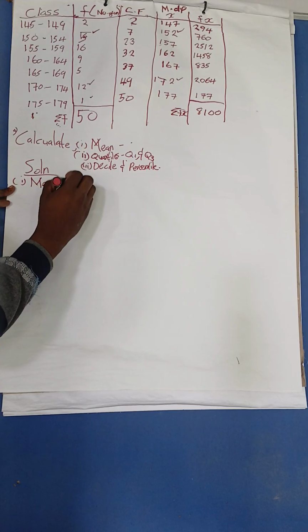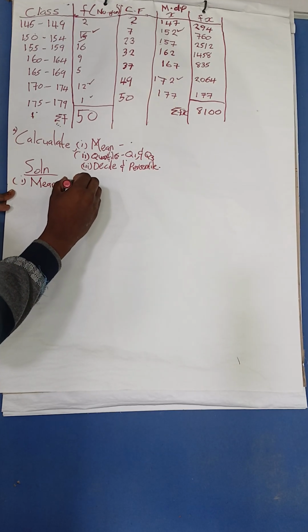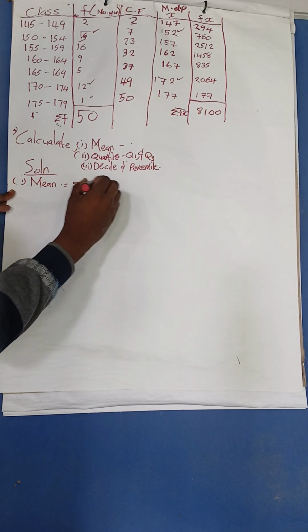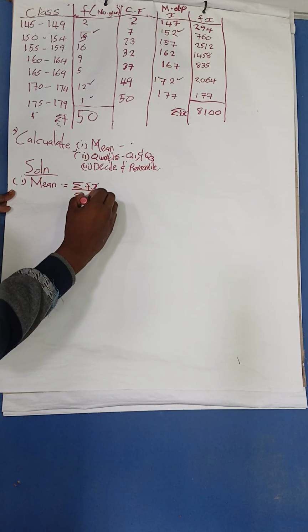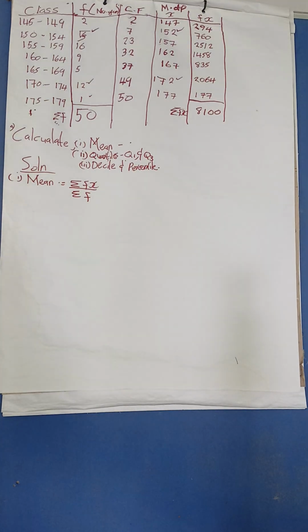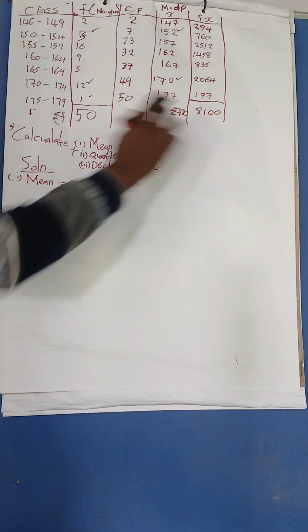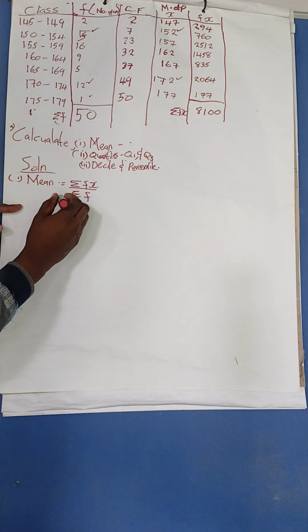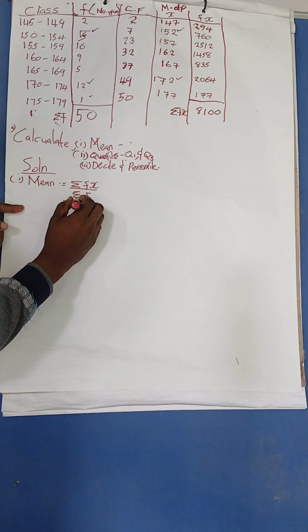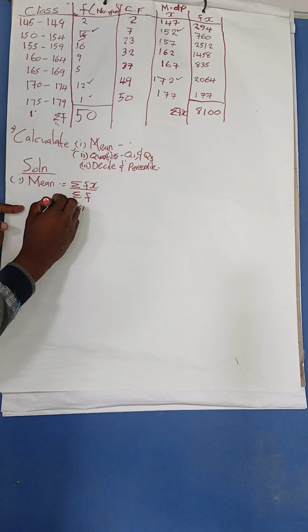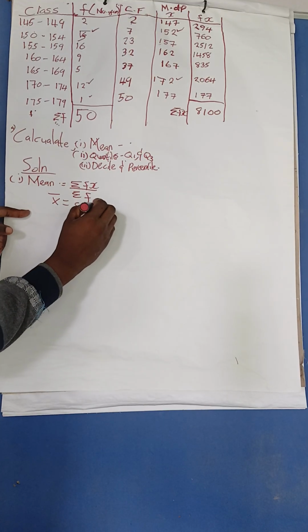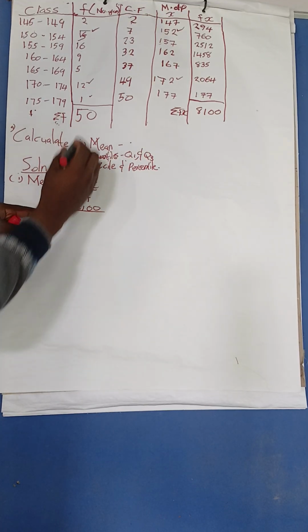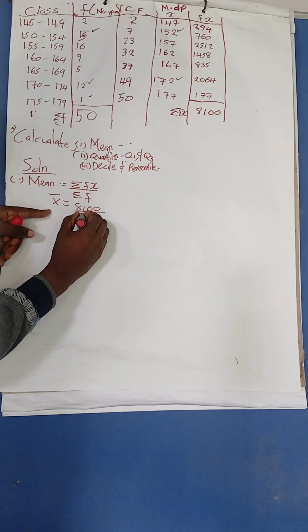And to get the mean is just very easy. It's just the total summation of fx divided by the total summation of f. And already we have the total summation of fx, which is what? The total summation of fx, which is 8100. We divide by the total summation of f, which is 50.